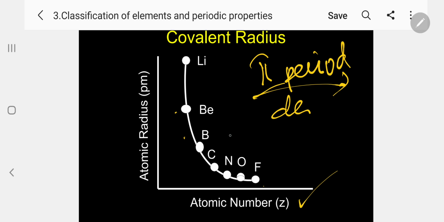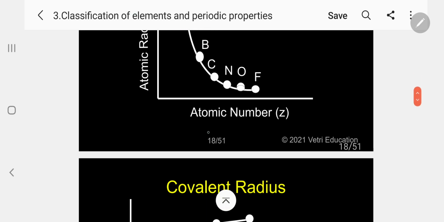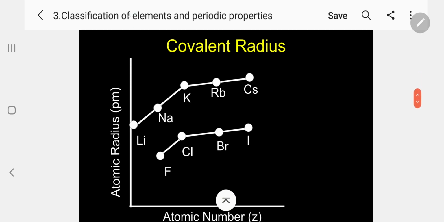So along the period, I am giving the proof now directly. This is given in our book. Kindly verify. Then across the group I can give. First, I will take the alkali metals, the first group: lithium, sodium, potassium, rubidium, cesium. Francium I am not taking because it is radioactive.